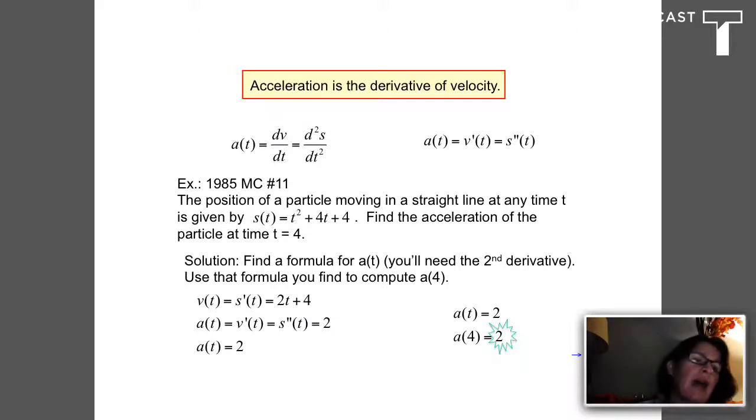So what I want to do now is evaluate that function, that constant function, for when time equals 4. You can see I get a of 4 just equals 2. So the acceleration of the particle at time t equals 4 is 2.